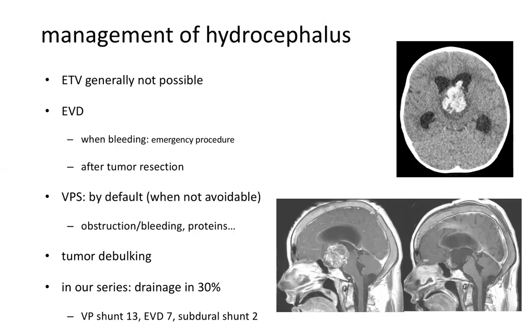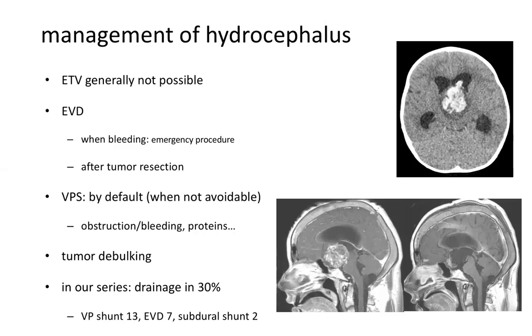We can use an EVD, for example, in emergency in case of intratumoral bleeding, but that means that we have a plan to do open surgery after EVD, because EVD itself will not cure the hydrocephalus, or we put an EVD after tumor resection with a ventricular approach. We do VP shunts by default when we cannot do otherwise, when it's unavailable. We do VP shunts as little as possible because these valves are especially prone to obstruction because of bleeding and because of the protein secretion by the tumor. And we can treat hydrocephalus by tumor debulking.